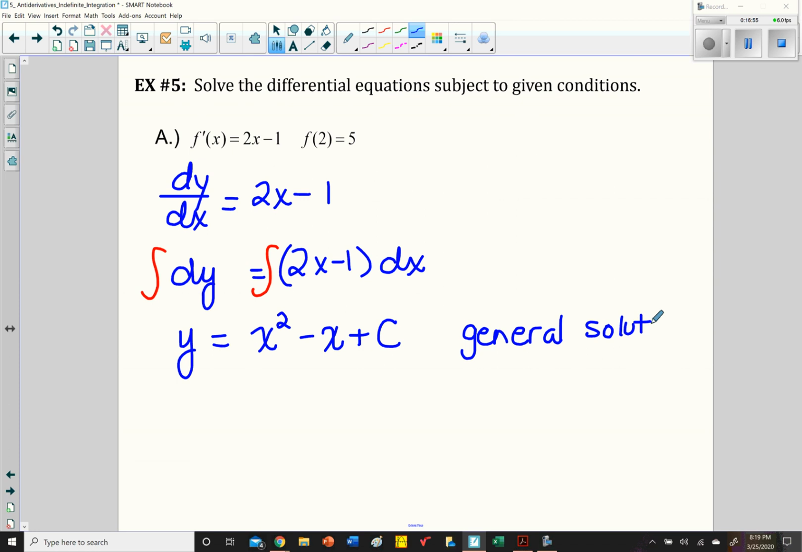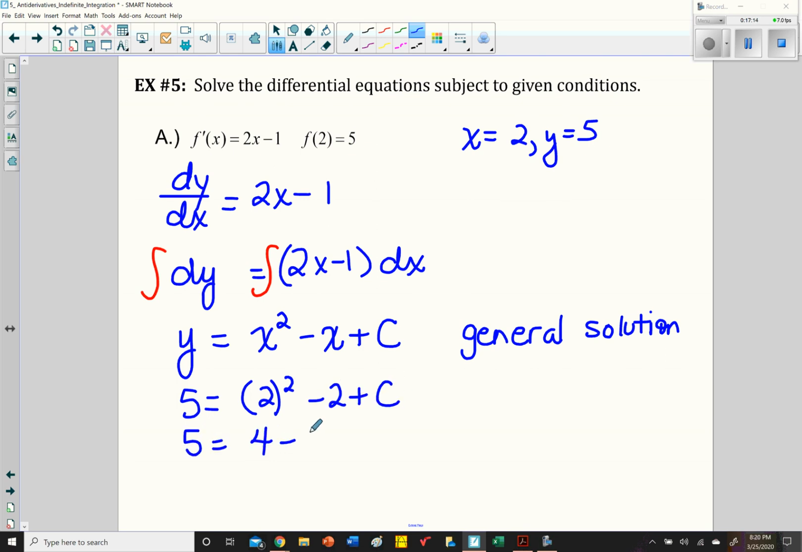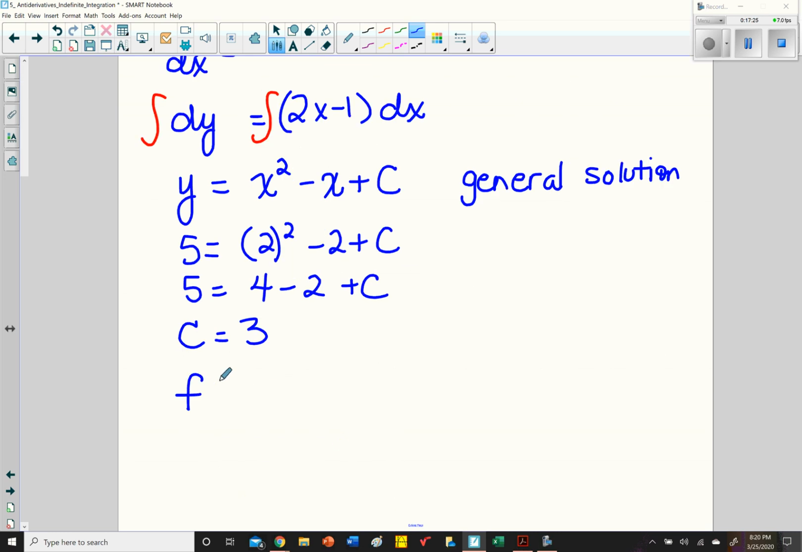But they have given us an initial condition that when x is 2, y is 5. So we can use that initial condition to solve for c. When x is 2, y is 5. Find c. So 5 is 4 minus 2 plus c. Our c is 3, which means our antiderivative with a particular solution is x squared minus x plus 3. This is called our particular solution.